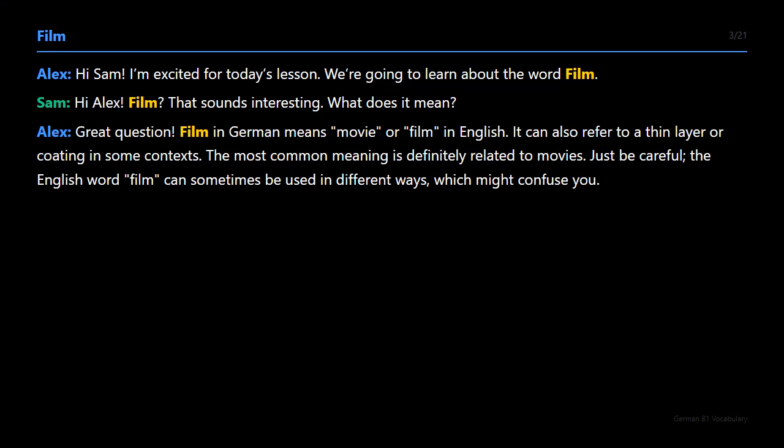Film in German means movie or film in English. It can also refer to a thin layer or coating in some contexts. The most common meaning is definitely related to movies. Just be careful, the English word film can sometimes be used in different ways, which might confuse you.